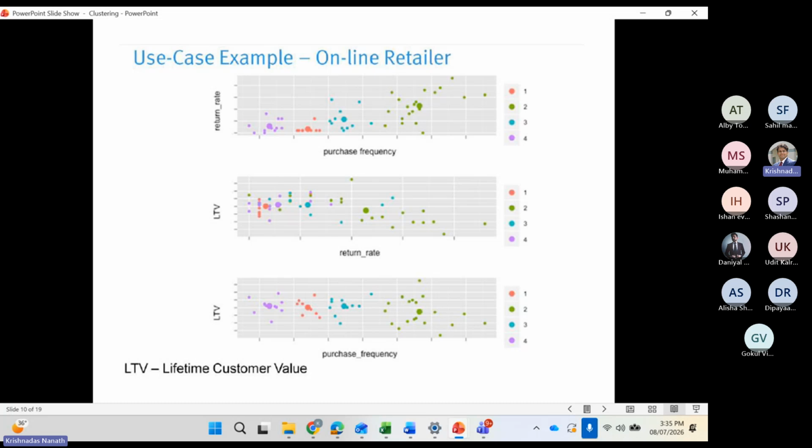Any other question before we see something interesting about the implementation? Shall we go ahead and implement in Data IQ? Okay, let's do this.